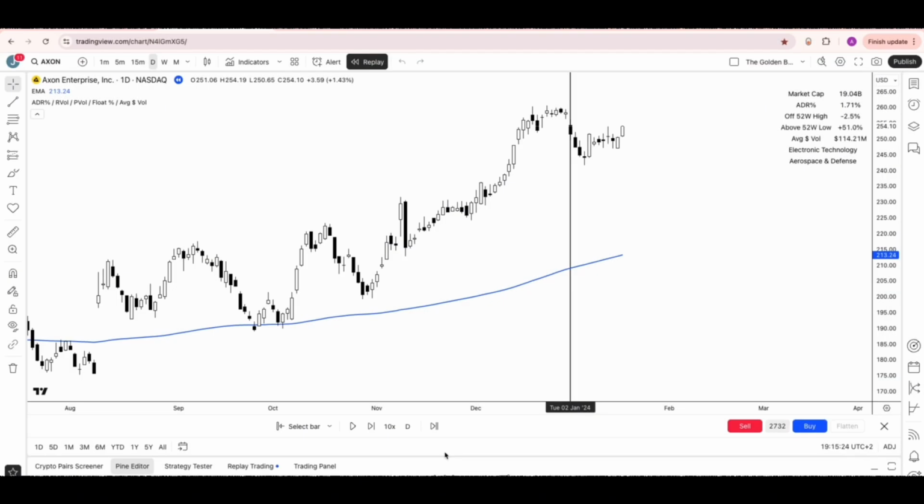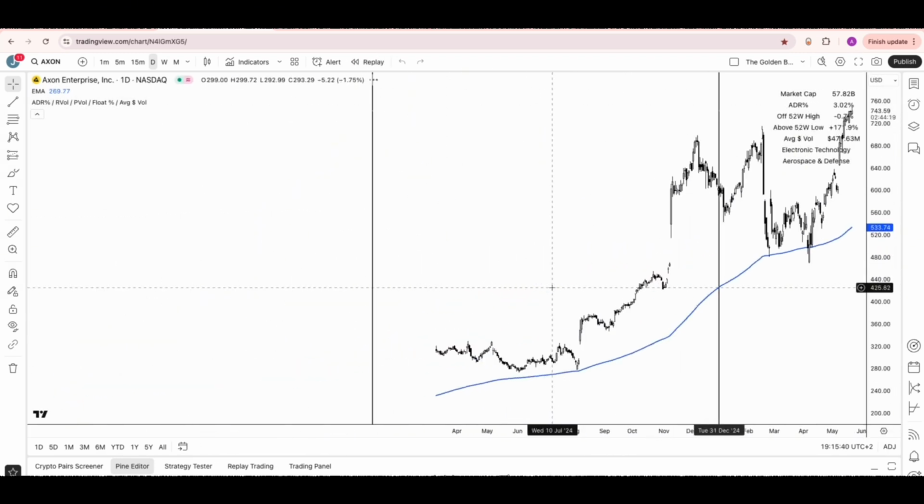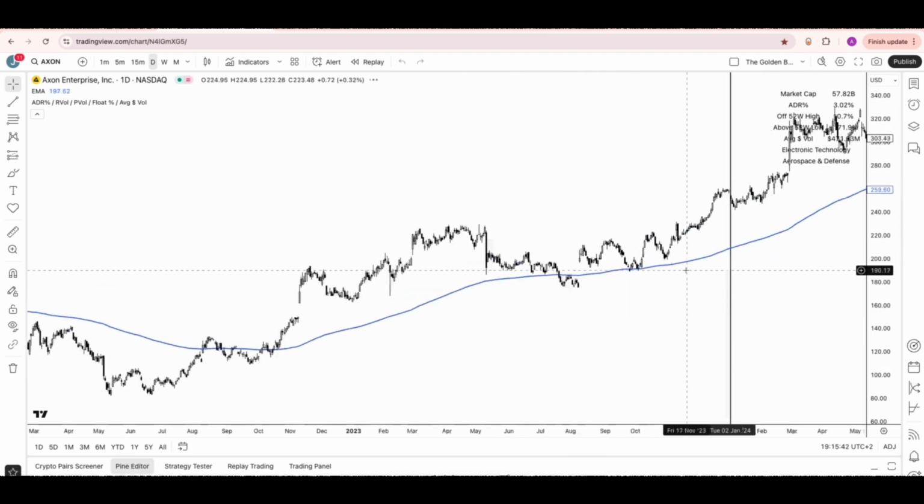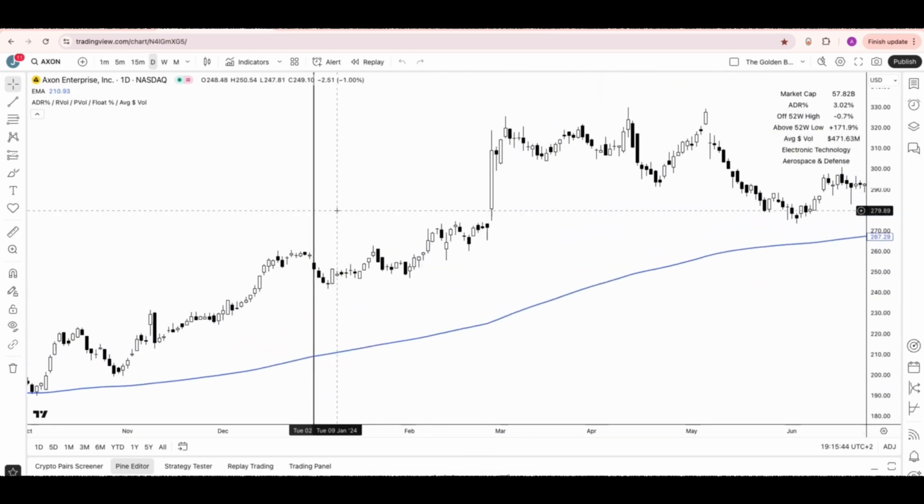So the next stock that we will analyze is Axon Enterprise, and as you can see, in the beginning of 2024, the stock was up above 51%. So that's perfect and it meets all of our criteria. So let's go ahead and see the whole of 2024, and now we can start drawing our trades.